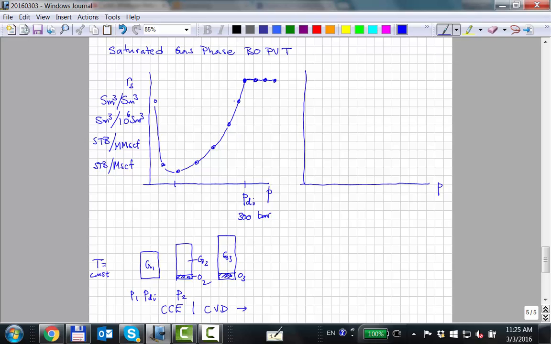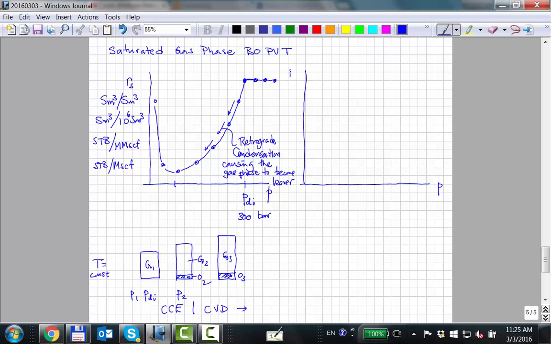Okay, so this is what's going on here: basically, retrograde condensation is causing the gas phase to become leaner. Okay, so that's what's happening. We're losing components forming this liquid phase, and the gas accordingly can contain less heavier components in solution.